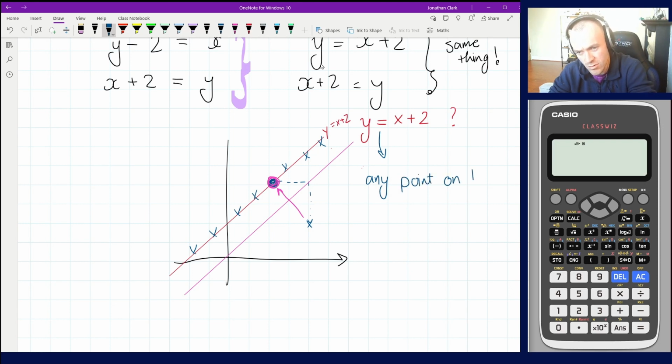So any point on the line y equals x plus 2 is a fixed point, and there are infinitely many of those points. So going back to the question, we have an infinite number of fixed points.